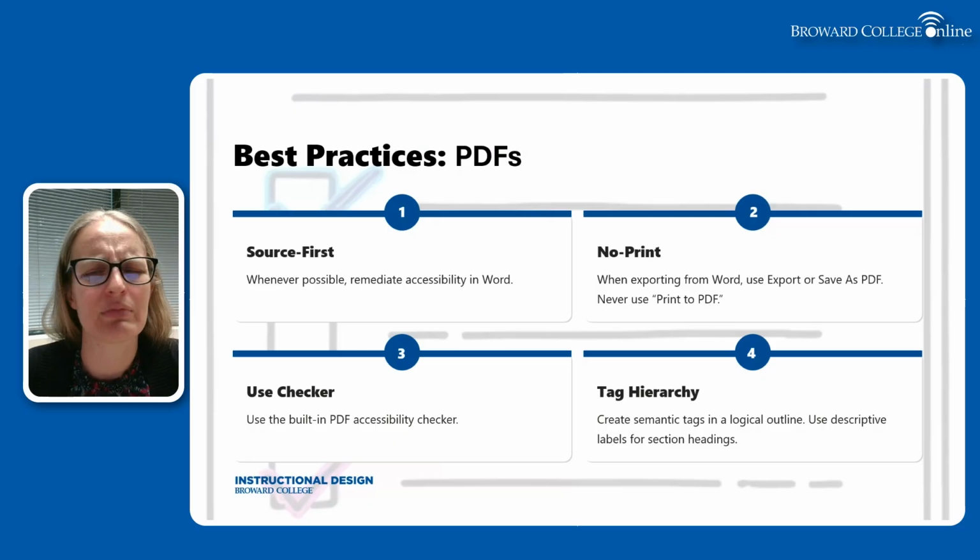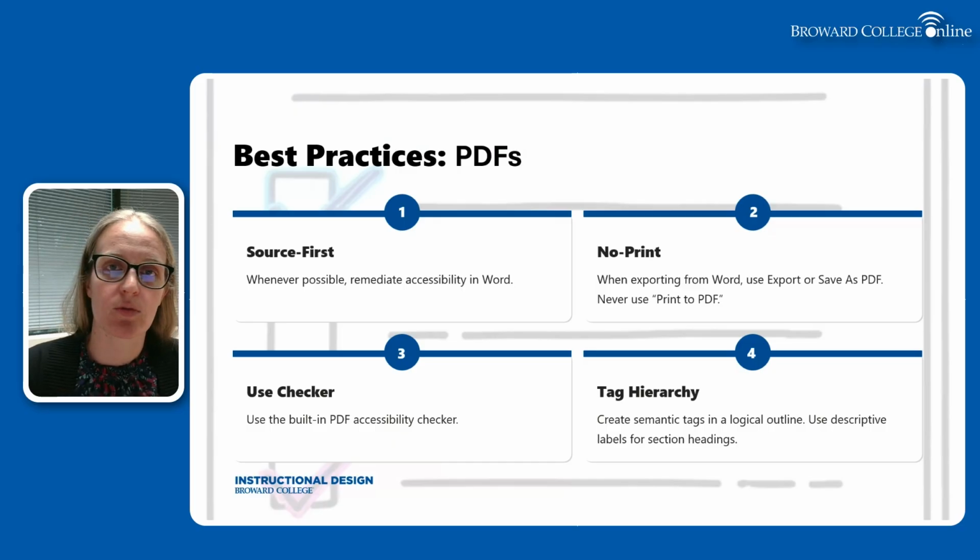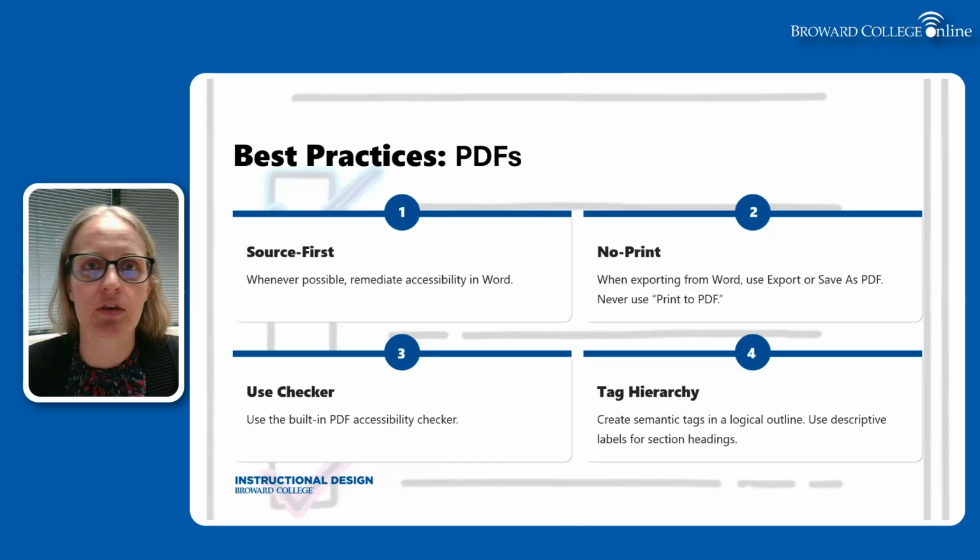Remediating in PDF can be a difficult process, and then if you find, for example, a simple typo, you'd have to go back into the Word document, regenerate the PDF, and you'd lose all of the progress that you made in accessibility remediation. So whenever possible, work in the Word document.